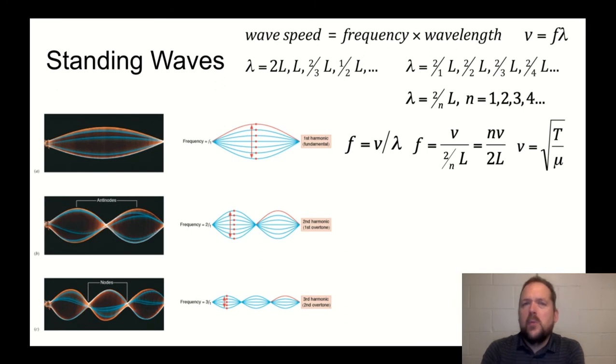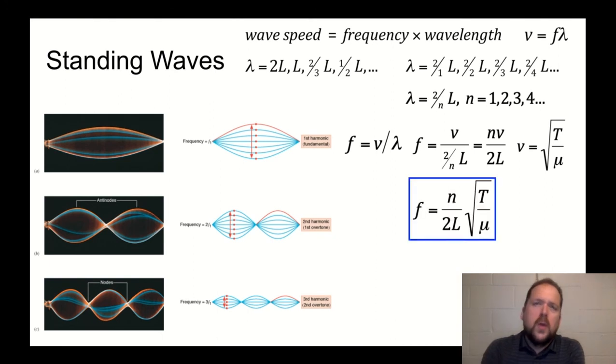Well, the speed of a wave is the square root of the tension in the string divided by the mass density of the string. So you can put these all together in a relationship that predicts the frequency of a standing wave pattern for a given node, given the length of the string, given how much tension is in the string, and given what the mass density of the string is.